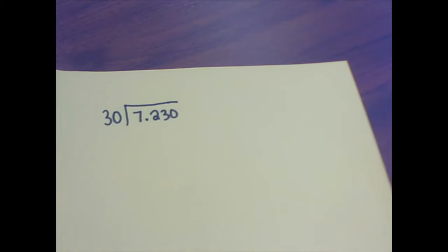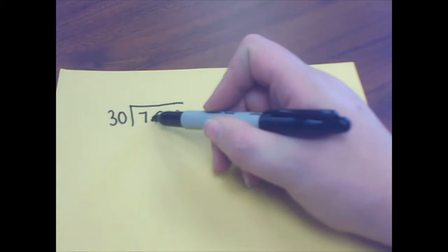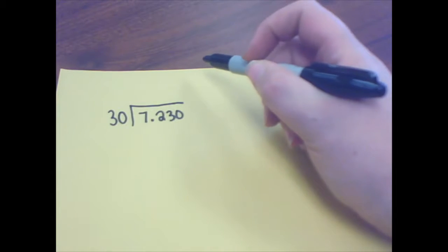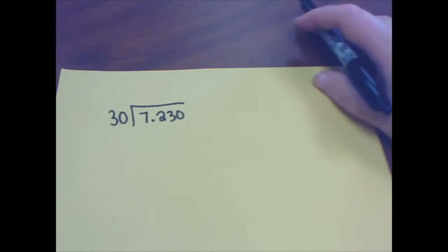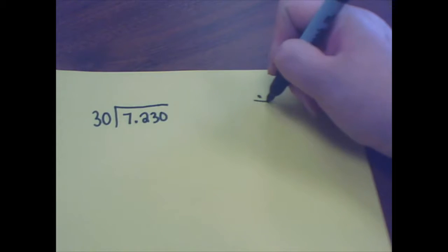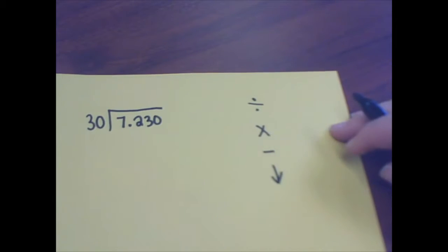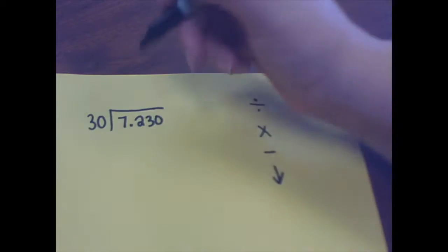Okay? So the way that we divide decimals is the same exact way that we would divide regularly. So I'm actually not even worried about that decimal right now. I'm thinking that it's not even there, that this is a whole number. So I still want to set my steps up. Divide, multiply, subtract, bring down. And I'm going to go ahead and get started.